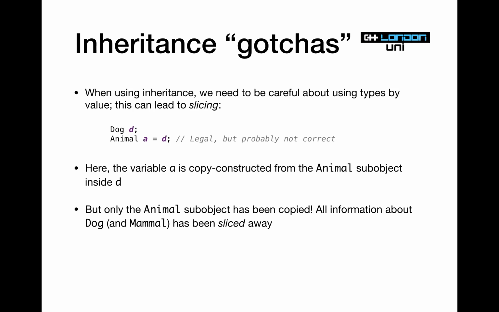You could call it if you wanted to use it. Assuming the copy constructor of animal does the right thing, animal is still going to be usable. But the point is, it's only going to be usable as an animal. You can't use it as a dog because it's not a dog anymore. It's just an animal.